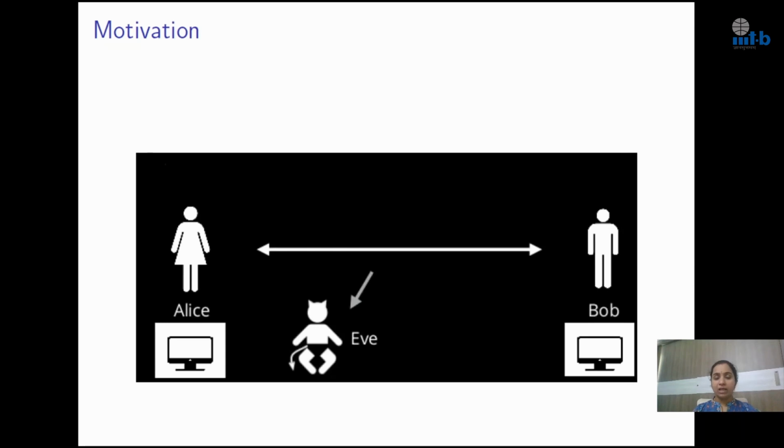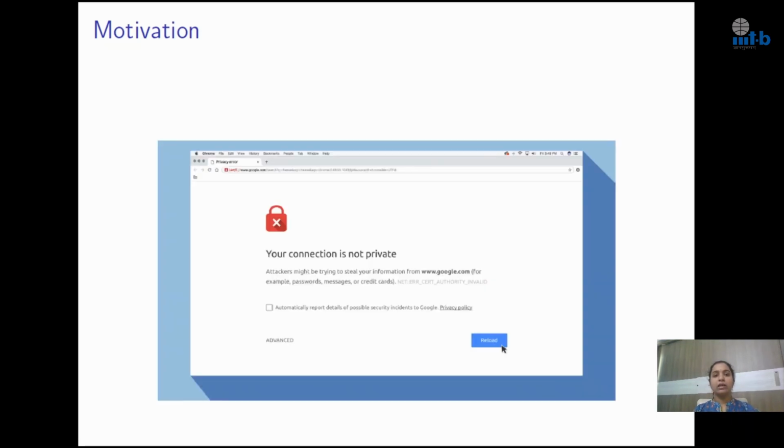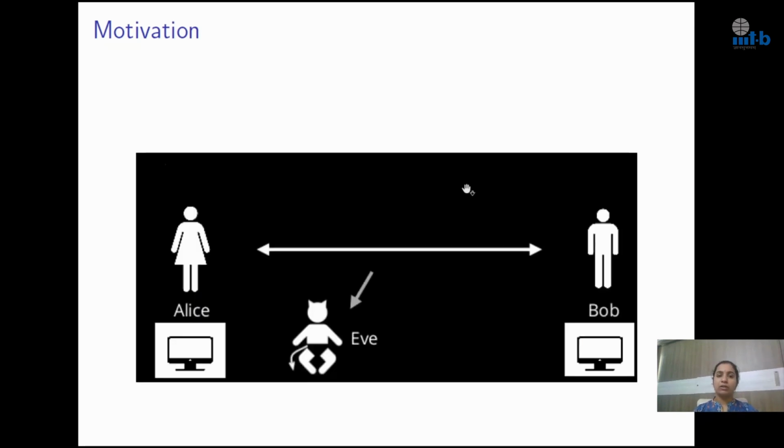Now, if Alice wants to open a website over HTTP, many of you must have seen this error while opening a website over HTTP: your connection is not private. Let me try to explain what this means. If you come back to this scenario, Alice is sending her data over this communication line to Bob over HTTP, meaning Eve also can look at the communication and understand the data being communicated.